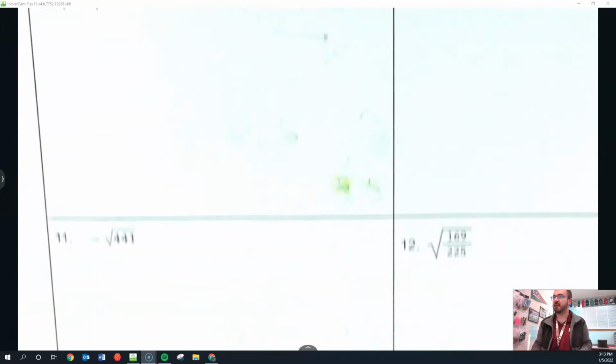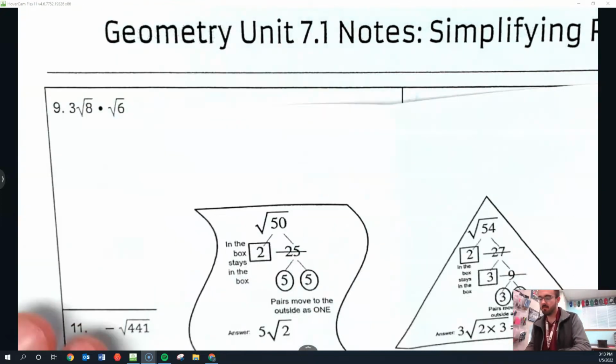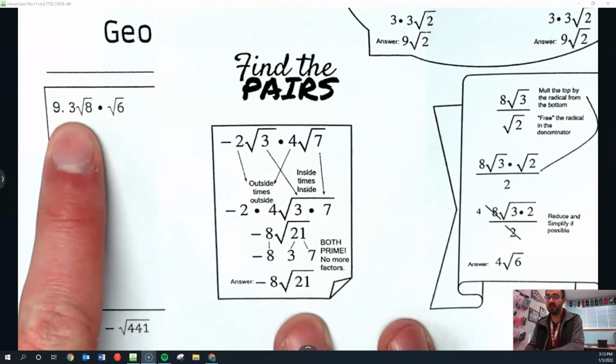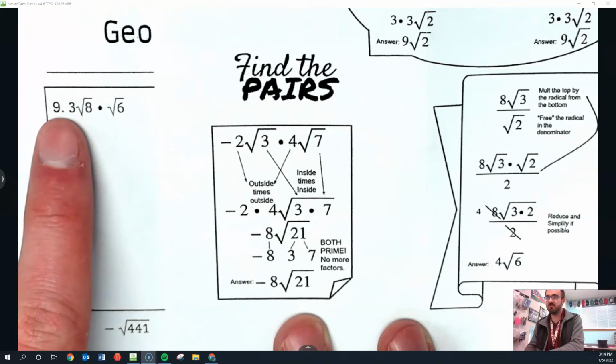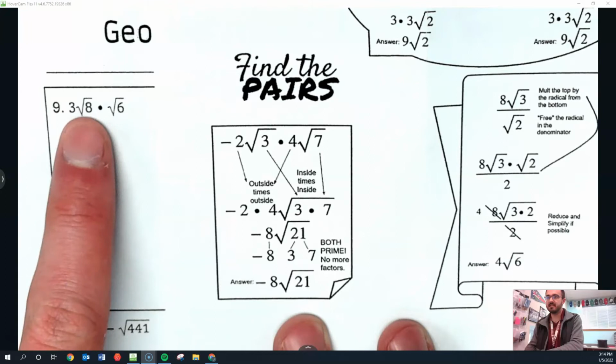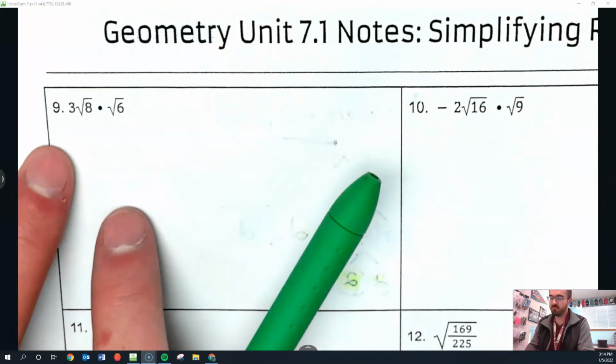Number 9. So here we're still multiplying different radicals, okay? But if you take a look here, now we have this element of things are on the outside of the radical. So like I said, if you have a number that is outside the radical, you can multiply it by another number that's outside the radical. Same with inside and inside, okay? You can't mix and match. So in this problem, we have 3.